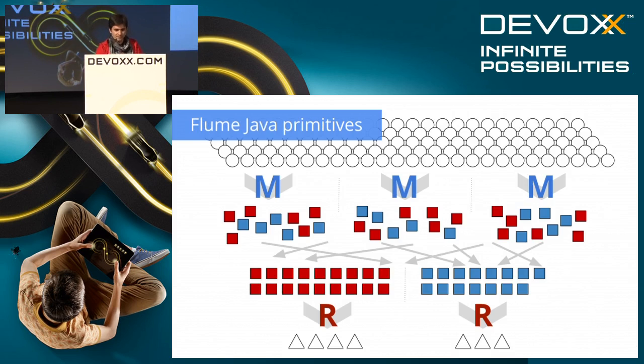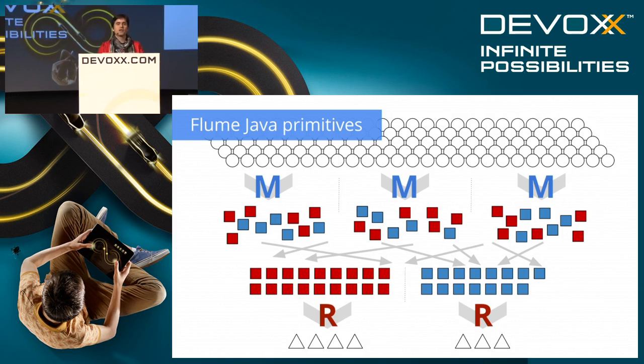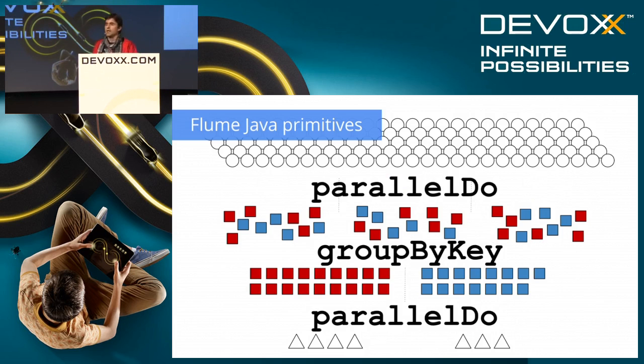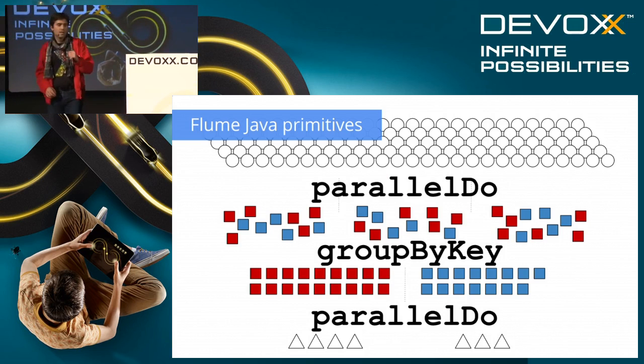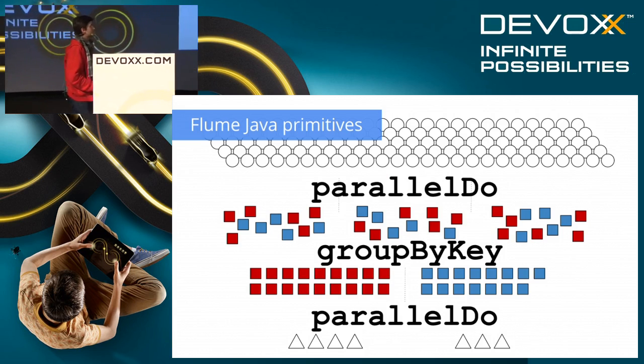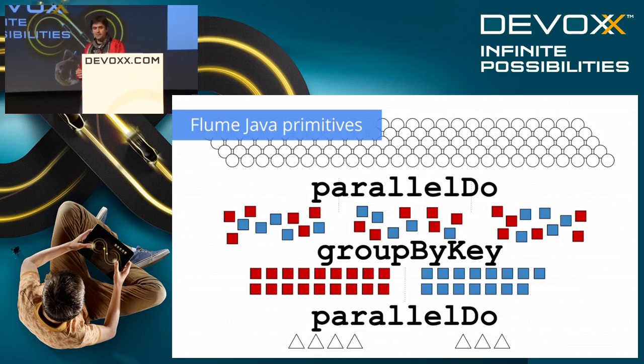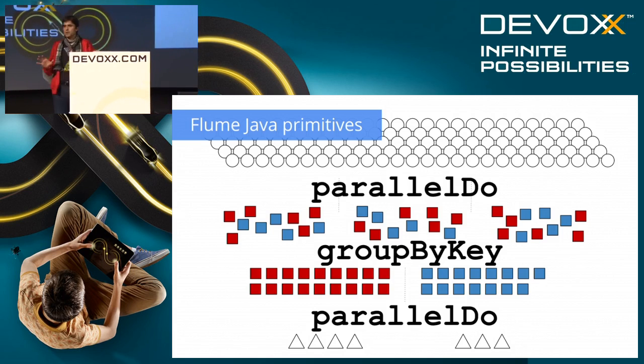So Flume Java. Let's go back to our MapReduce. In Flume Java, you will use high-level primitives, and the map stage will be called parallel do. The shuffle stage will be called group by key, and the reduce stage is actually another parallel do. There are no differences between those two.